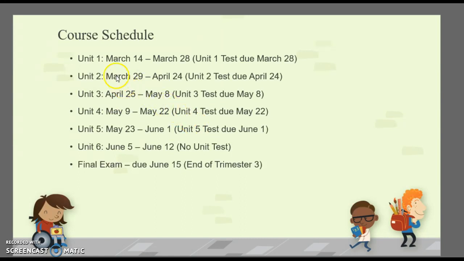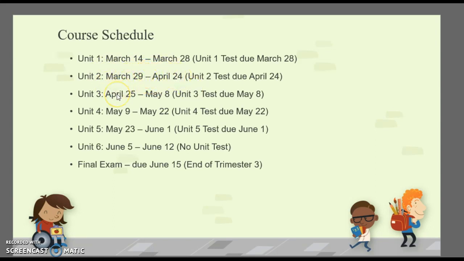So this is how fast it's going to go. Unit 1 is going to go from March 14th to March 28th. The Unit 1 test is due March 28th. Unit 2, March 29th to April 24th. This is so long because spring break is in the middle, so it's not actually this long. It's just we have spring break in between here.